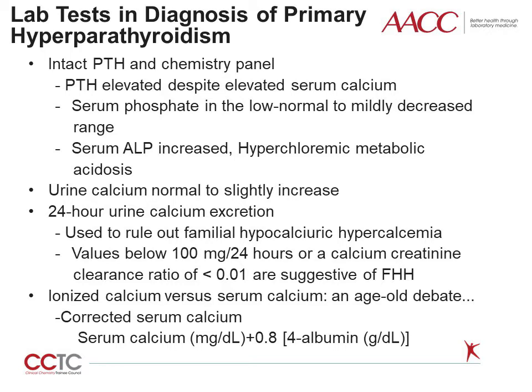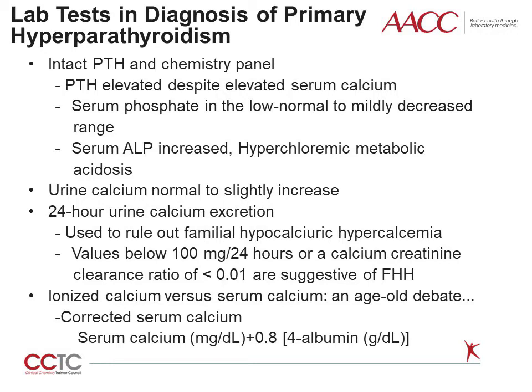Primary hyperparathyroidism is diagnosed based on the intact PTH and other chemistry panel. PTH is usually elevated despite elevated serum calcium. Serum phosphate is in the low normal to mildly decreased range. Serum alkaline phosphatase is increased, and there may be hyperchloremic metabolic acidosis. Urine calcium is normal to slightly increased. 24-hour urine calcium excretion is used to rule out familial hypocalciuric hypercalcemia.